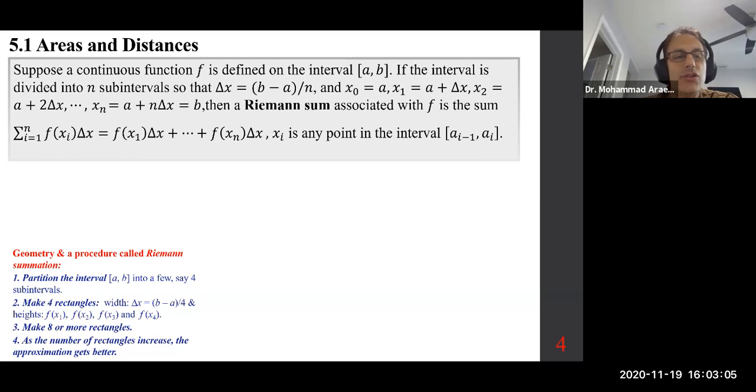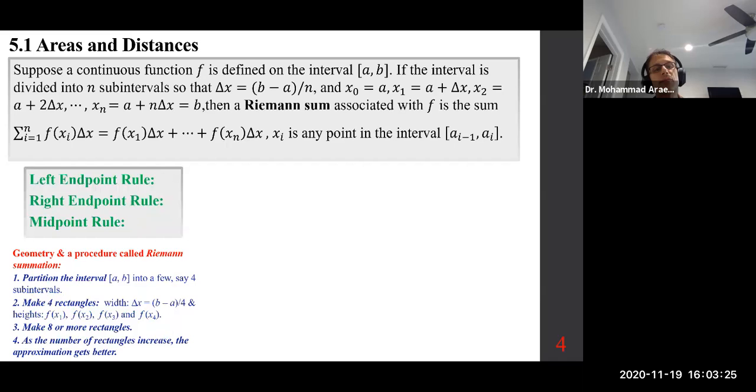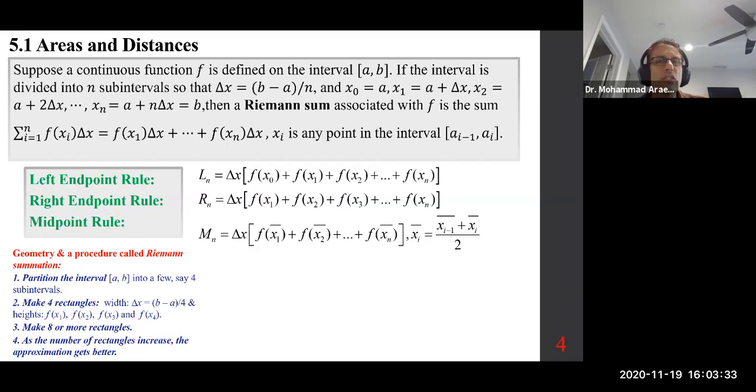If we go with 8 rectangles or more, the same thing happens. This time delta x is b minus a over 8 or more. And as the number of rectangles increases, the approximation gets better. This is the synopsis of what the Riemann sum is all about. We can use the left endpoints, the right endpoints, or the midpoint rules. Now, you don't have to memorize the formula. I'll show you an easy way to use this.